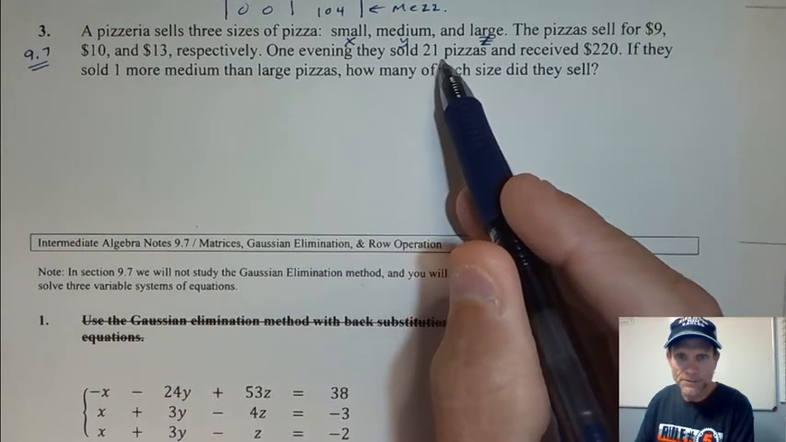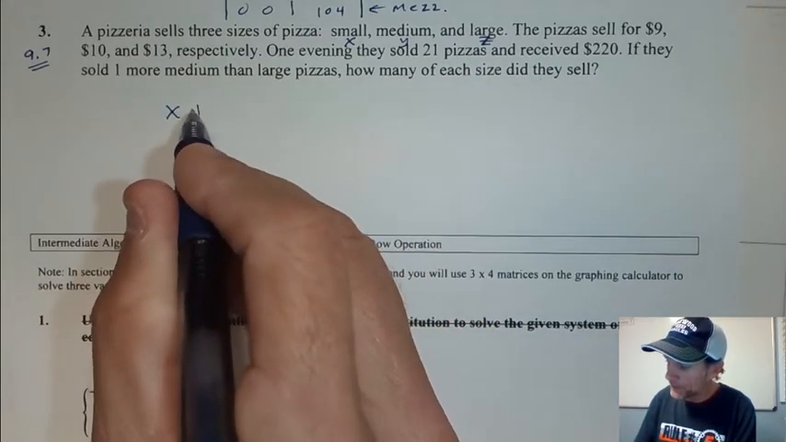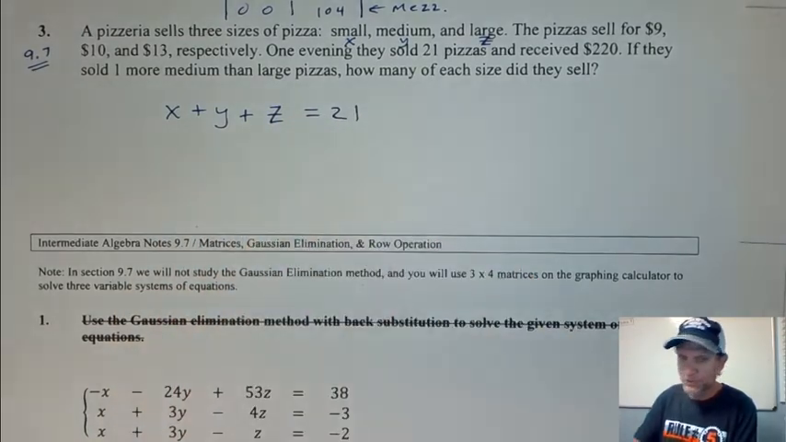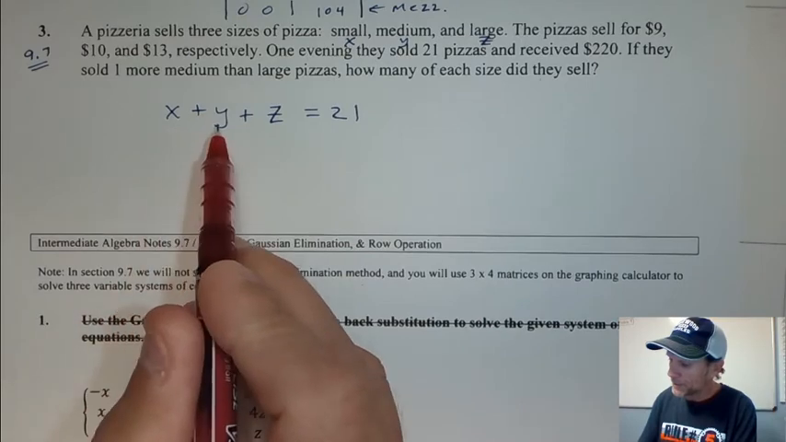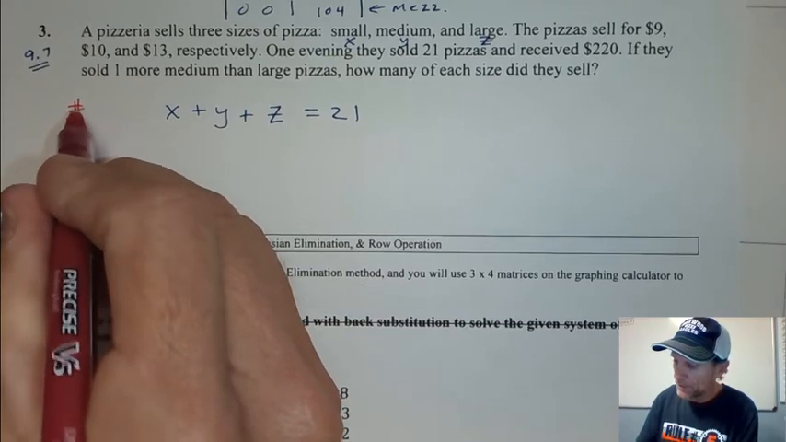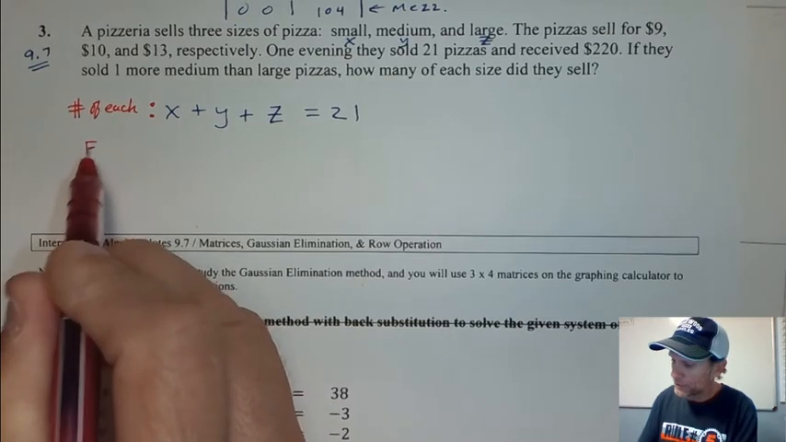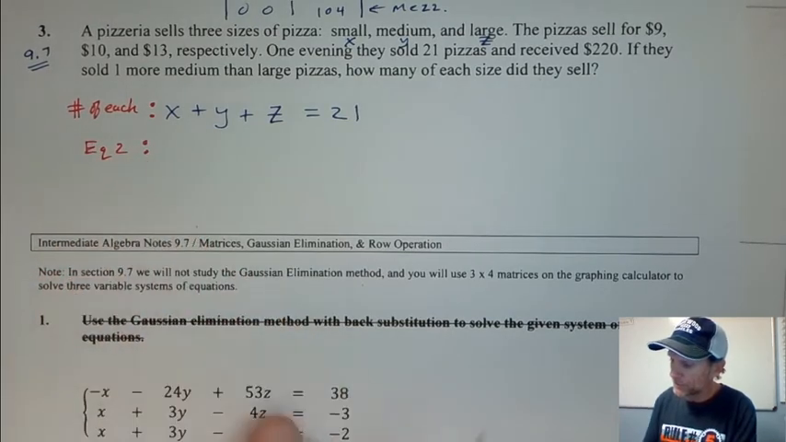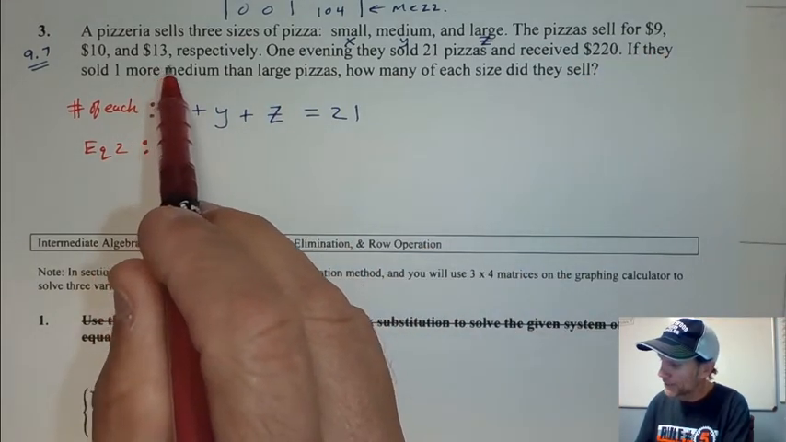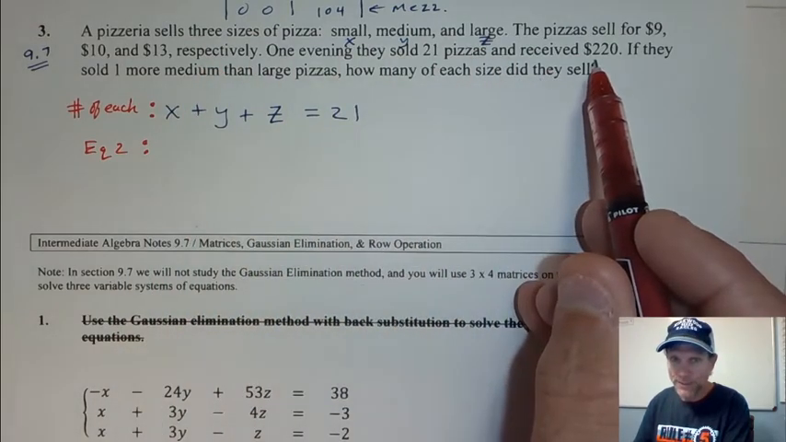Now this pizza business is going to go out of business because I don't think you can survive selling 21 pizzas. But if we look at this statement here, for our first equation, we have number of pizzas plus number of pizzas plus number of pizzas equals total pizzas. So this is number of each. Now let's look at equation 2 and try to find a sentence to make that one. It says the pizzas sell for $9, $10, $13 respectively. And they received $220 on that night.